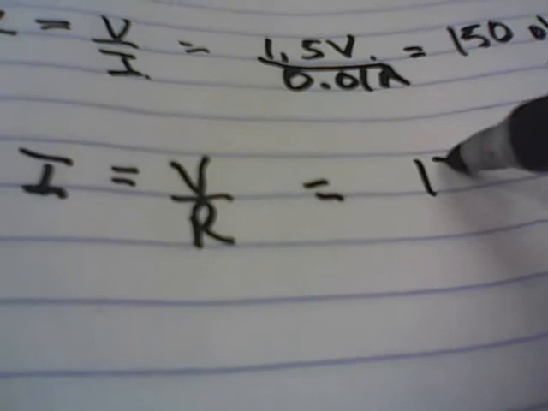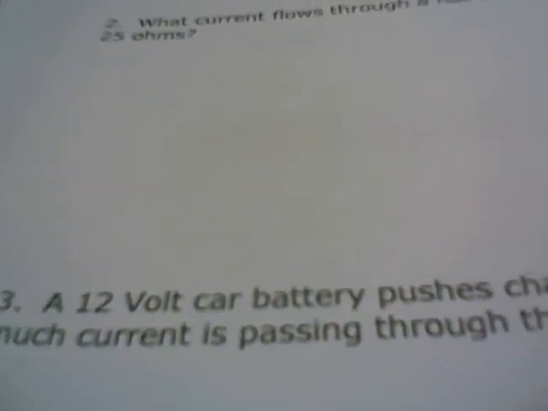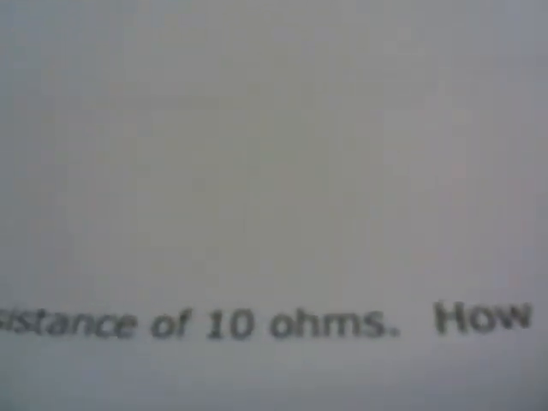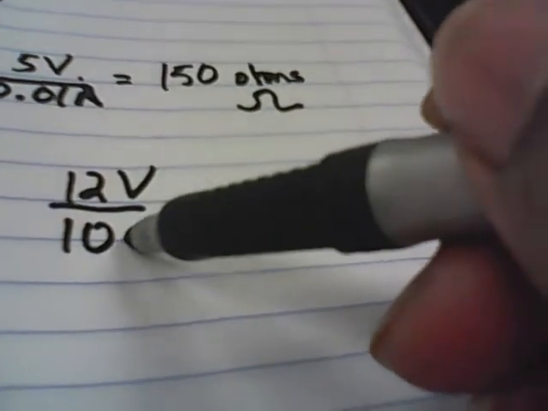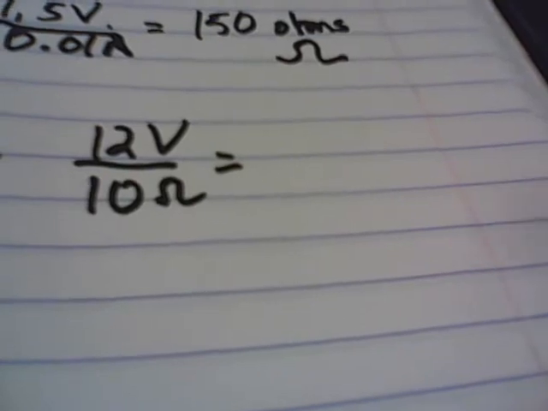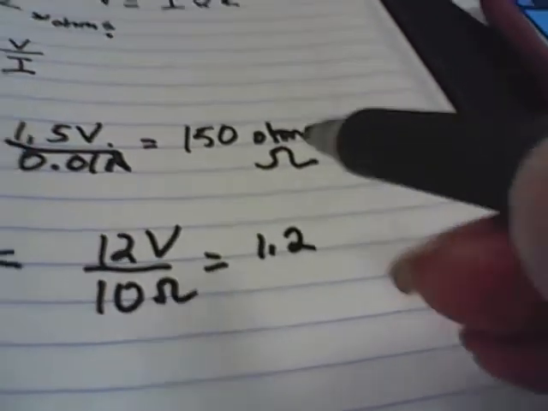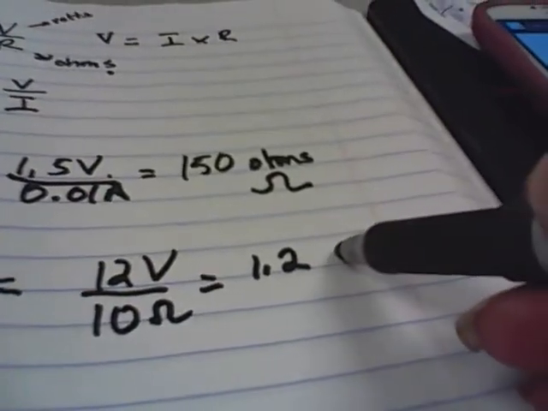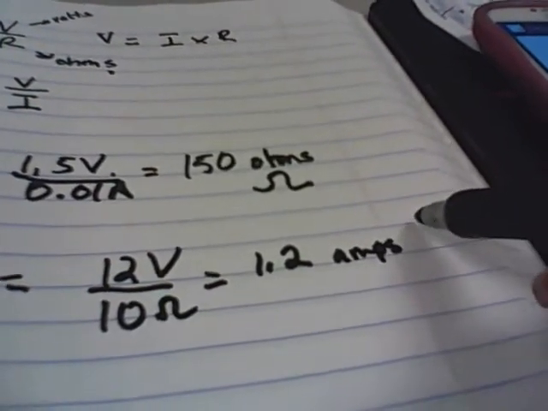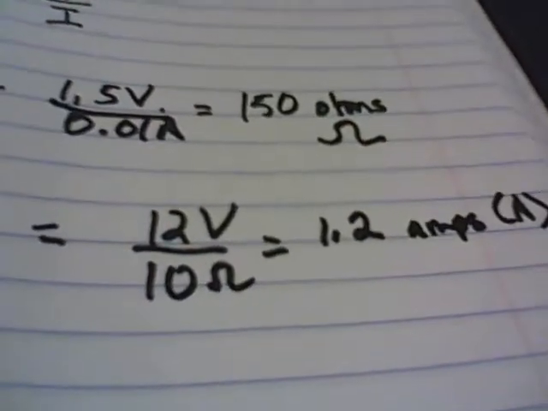All right, so looking at number 3, we have current is equal to V over R. And for this one, V was 12 volts, as you see, I have a 12-volt car battery. And then the resistance was 10 ohms. So 12 divided by 10 ohms. All right, and so we go to our calculator as we did before. 12 divided by 10 will give us 1.2. And we're looking for I, so the answer is amps, or capital A.